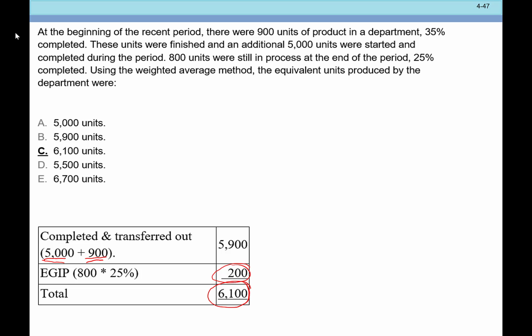So sometimes the reading comprehension issue comes in on these, and you have to read the question carefully. So here you have to add those units that were in beginning inventory to get to the units completed and transferred out, just based on how they worded the problem. And then you can go ahead and add in your equivalent units. The inventory was 25% done at the end of the period, so you take the 800 units times the 25%.